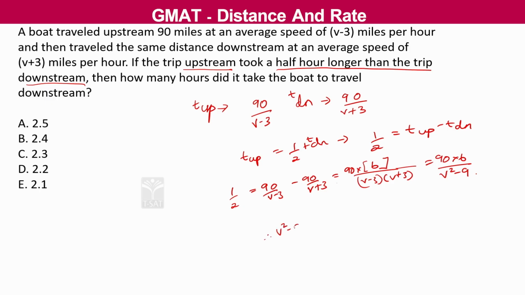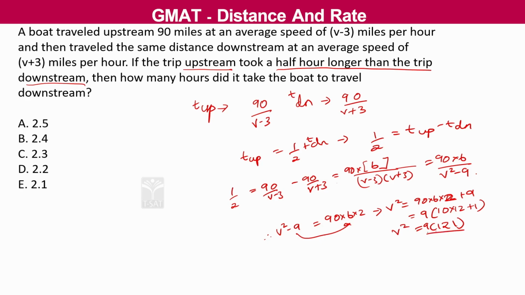Therefore, v square minus 9 equals 90 into 6 into 2, which implies v square equals 90 into 6 into 2. Minus 9 goes this side and you have plus 9. Taking 9 common, you have 10 into 6 into 2, which is 12. So, 10 into 12 plus 1, which is 9 into 121. 10 into 12 is 120 plus 1 is 121. v square equals 9 into 121. Therefore, v equals 3 into 11, which equals 33.